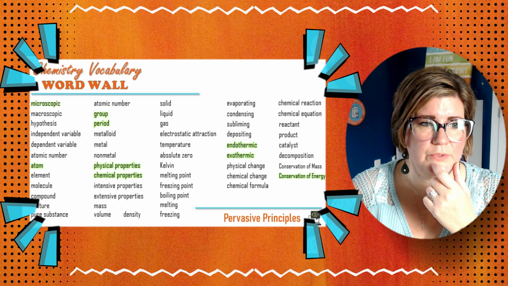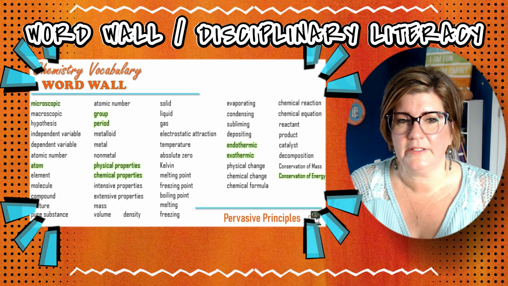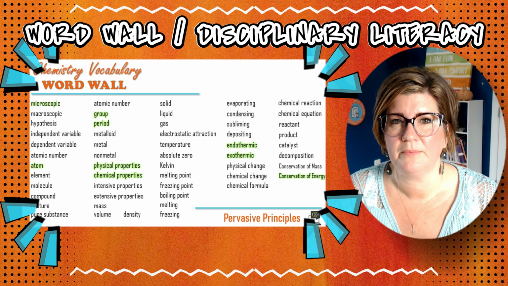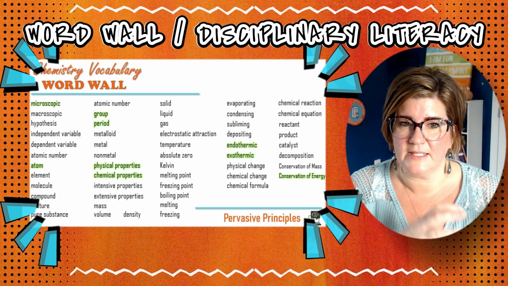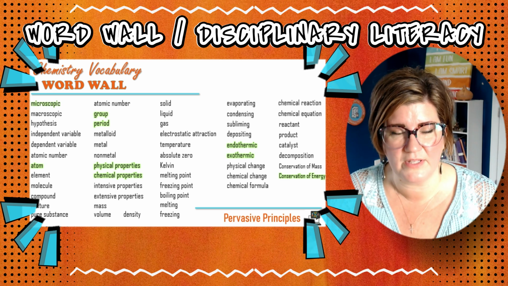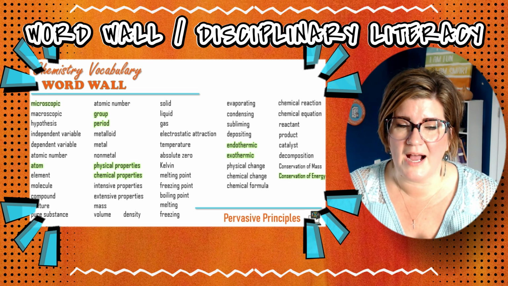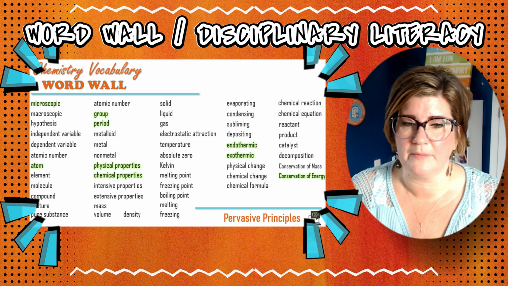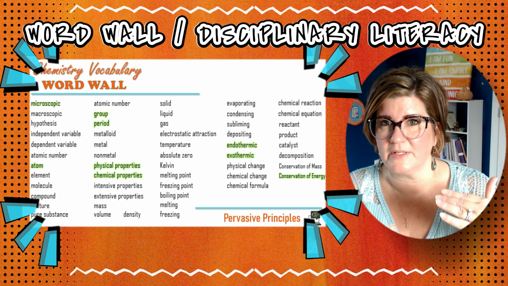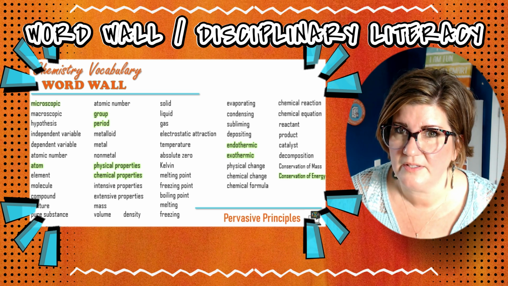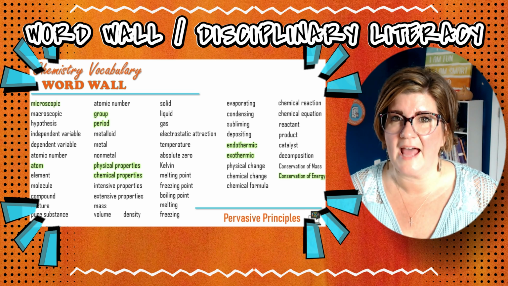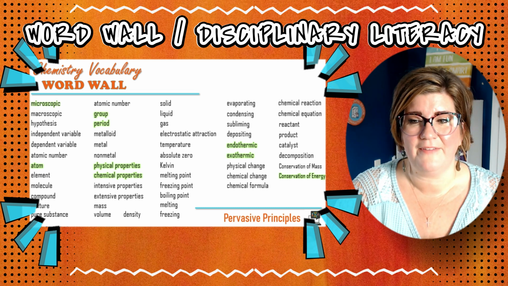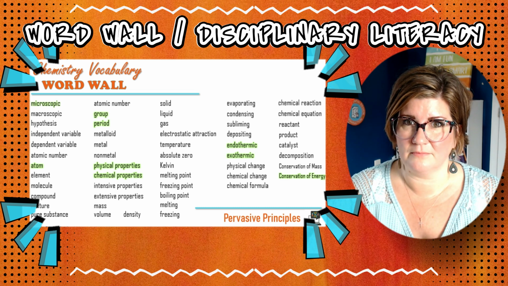I also include some word walls here and highlighted terms that I'm bringing in from my foundational unit, the pervasive principles unit, these ideas that we're going to constantly be revisiting, the micro to macro idea, atoms, elements, group number, and period have already been introduced, physical properties and chemical properties of substances. Now we're going to be able to see atoms portraying them based on the composition of the atom. The idea of energy also, in and out.